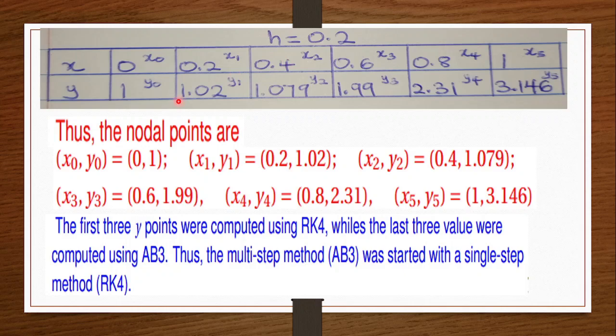So to do the whole thing, we first use a single step method to find the initial values. And then we used a multiple step method, which is the Adams-Bashforth, to find the remaining or the last three y values. All right. So that's what you can find over here. The first three y points were computed using the Runge-Kutta fourth order method, while the last three values were computed using the Adams-Bashforth third order. Thus, the multiple step method, Adams-Bashforth third order, was started with a single step method, which is the Runge-Kutta. So that's basically the whole idea about the multiple step Adams-Bashforth method. You first start with the Runge-Kutta or a single step method, and then you continue from there.